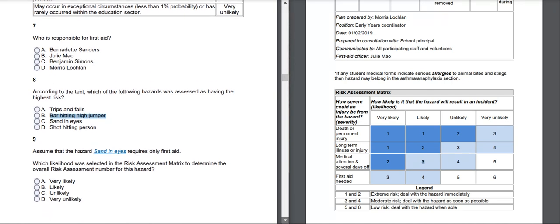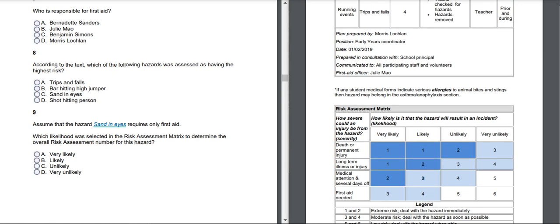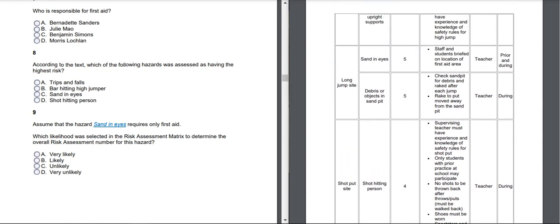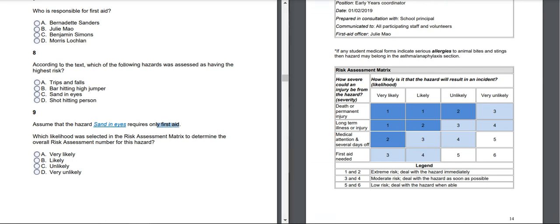Now if we look at the next question, assume that the hazard sand in eyes requires only first aid. Which likelihood was selected in the risk assessment matrix to determine the overall risk assessment number for this hazard? Now, in case you can't remember what number sand in the eyes was, it was a 5, but we have a look. There it is. There's our risk of 5. Now, for it to be 5, and it is saying that it only required first aid, that means we have to go to first aid, not several days off school. First aid, and there's our 5. If it didn't mention that assumption of first aid, I guess we could make the assumption ourselves. Would getting sand in your eyes lead to medical attention and several days off, or first aid?